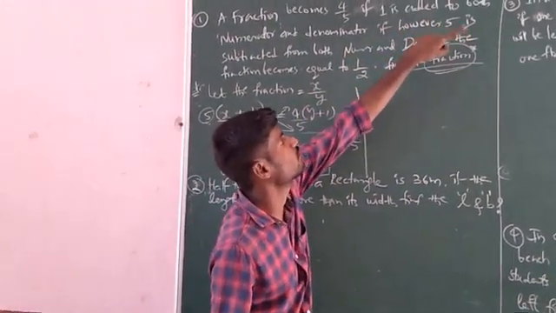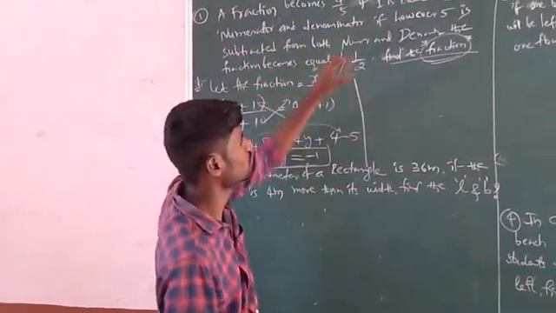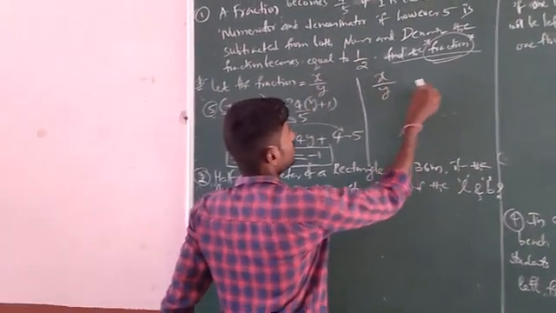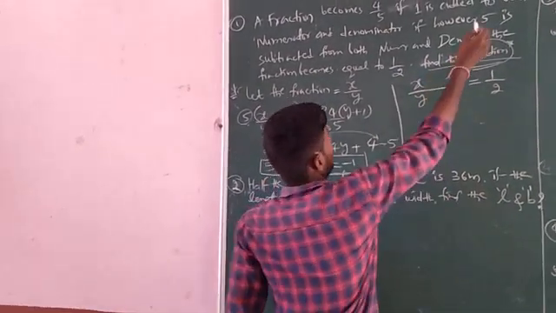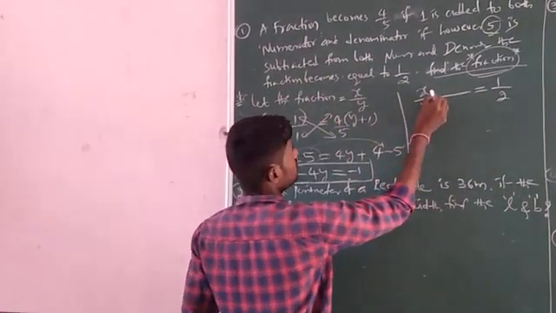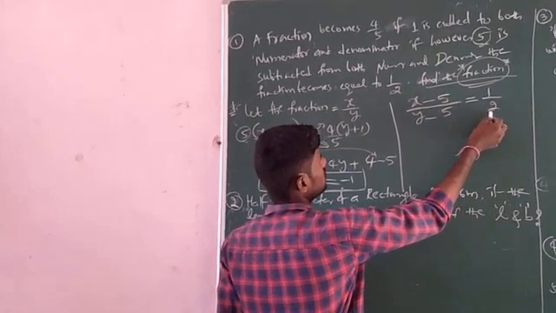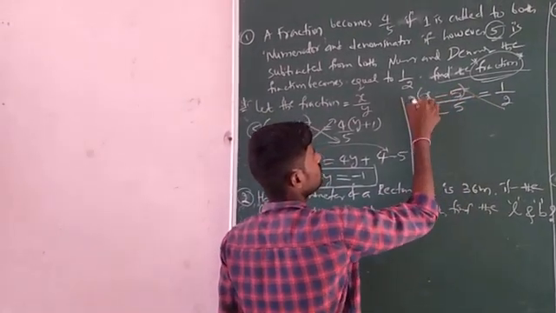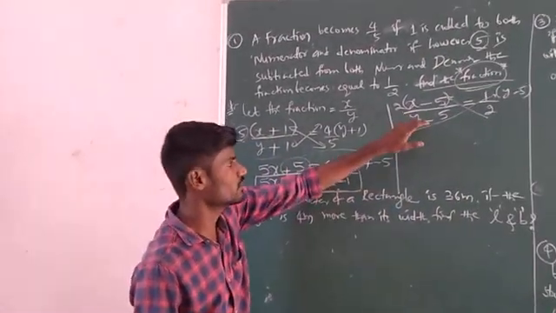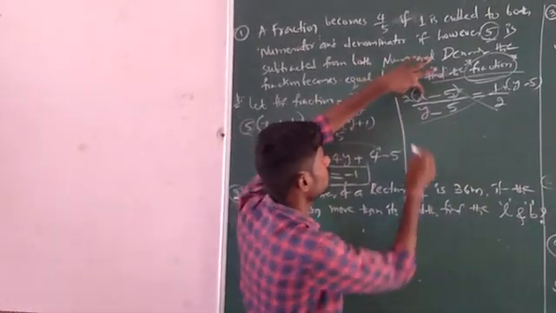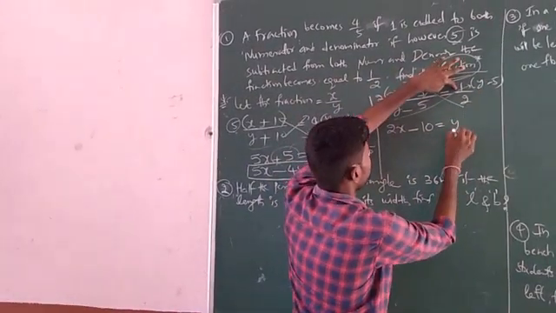If, however, 5 is subtracted from both numerator and denominator, the fraction becomes equal to 1 by 2. The fraction x by y becomes equal to 1 by 2 when 5 is subtracted from both numerator and denominator. Now do the same cross multiplication: 2 of x minus 5 and 1 of y minus 5. Students, don't get confused, for easy convenience I am writing here itself. Now 2 into x, 2x, minus 2 into 5, 10, equals 1 into y minus 5, so y minus 5 only.